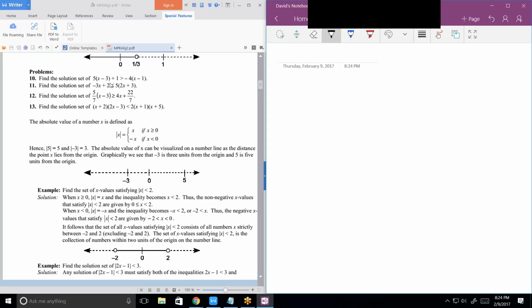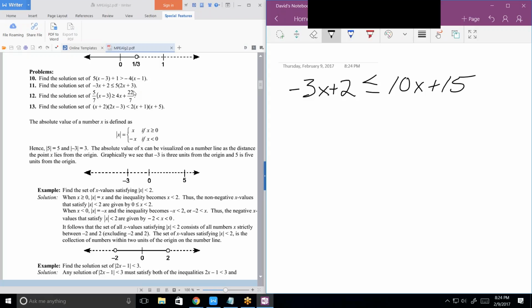The second line on number 11. I'm not going to do anything with the left side of the inequality. What's the second line? Second line is 10x plus 15.